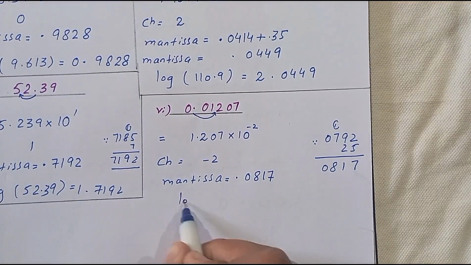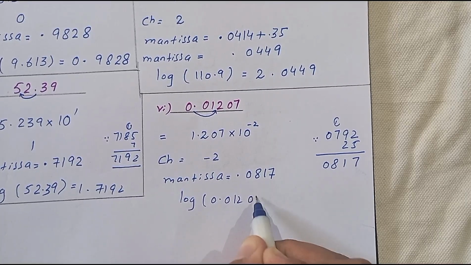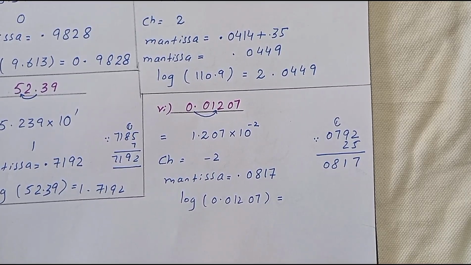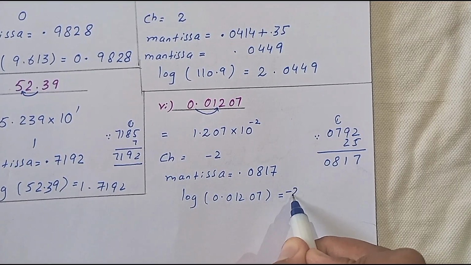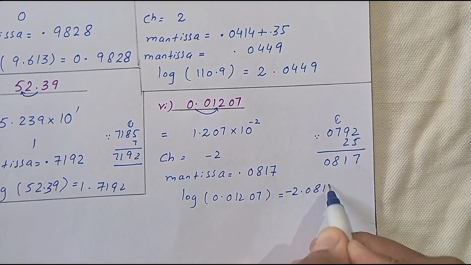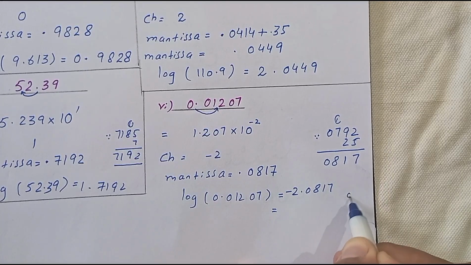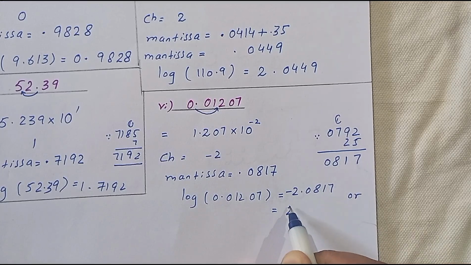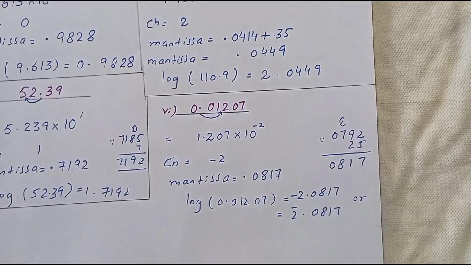and the log of 0.01209 equals, adding characteristic and mantissa, that equals, so we can also write minus 2 in bar form, which is the required answer.